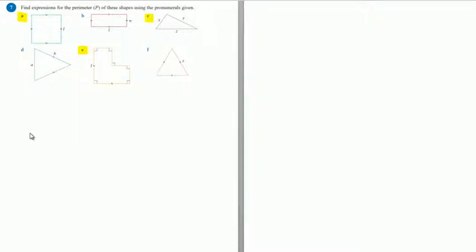In exercise 1B, question 7, we're looking at parts A, C, and E. So for part 7A, we need to find the perimeter of this four-sided shape. What we know is that there's a double dash on each one of these sides. Anytime the dashes match on the sides, it means the sides are the same length.